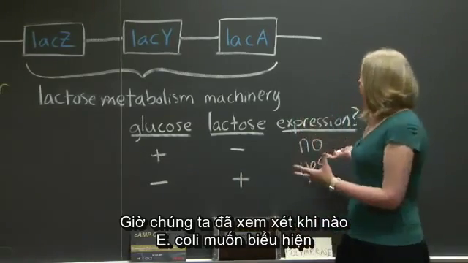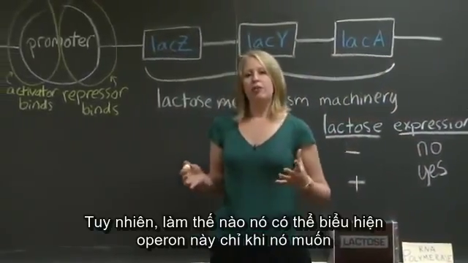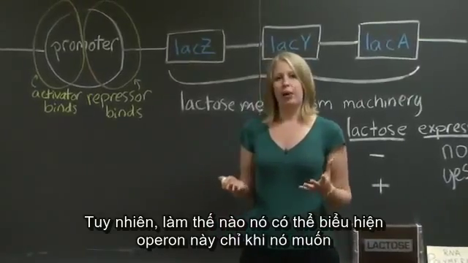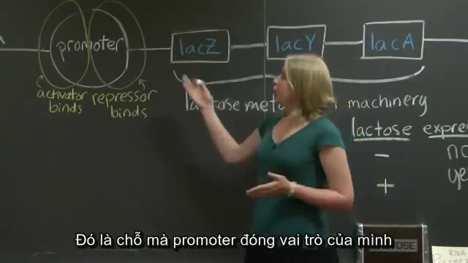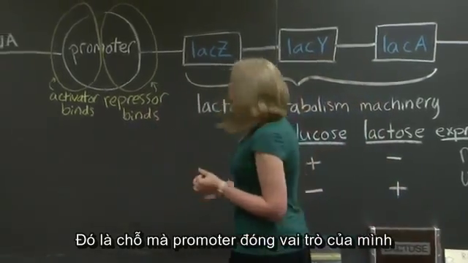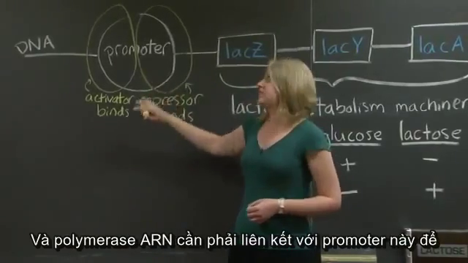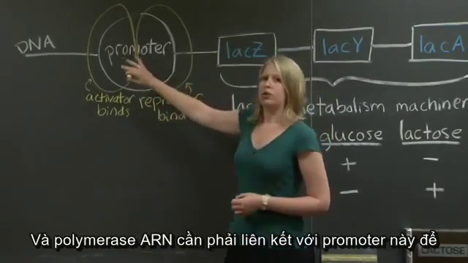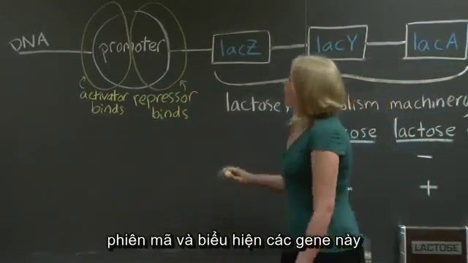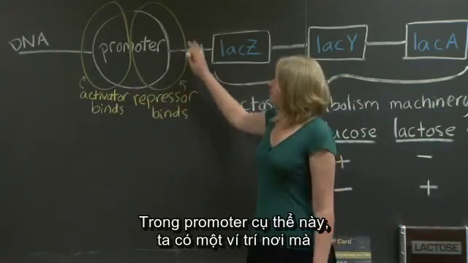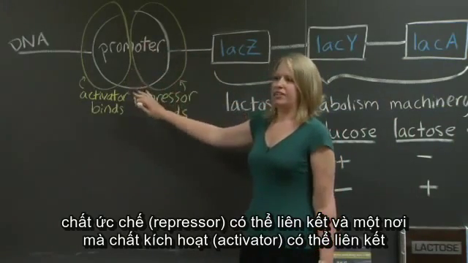Now, we've covered when the E. coli would like to express this operon. However, how can it express this operon only when it wants to and not when it doesn't? That's where the promoter comes into play. The promoter is where RNA polymerase binds, and RNA polymerase needs to bind to this promoter in order to transcribe and express these genes. In this particular promoter, we have a site where a repressor can bind and a site where an activator can bind.